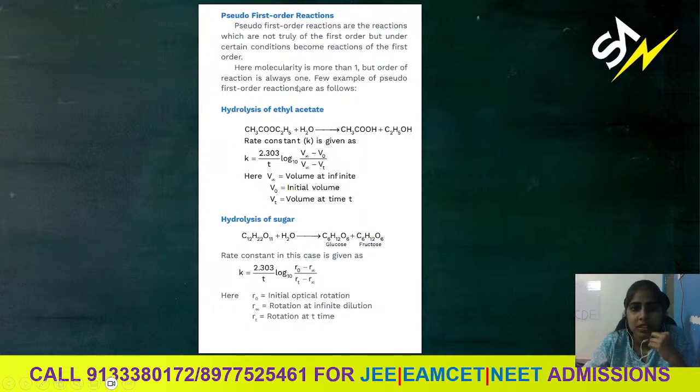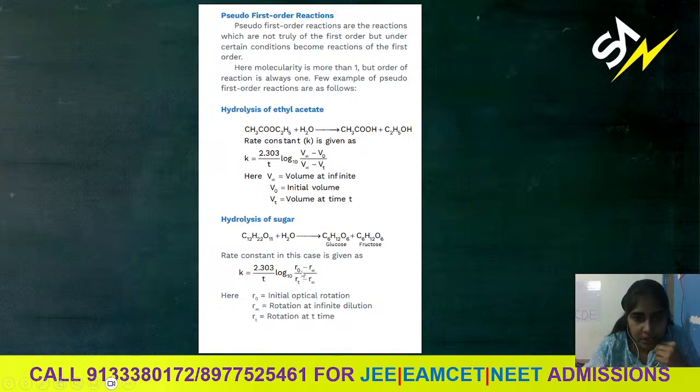So this gives the order of this equation and rate constant for this equation. And one more example, hydrolysis of sugar. Here we are taking sucrose, formula C12H22O11. This on hydrolysis gives glucose and fructose.